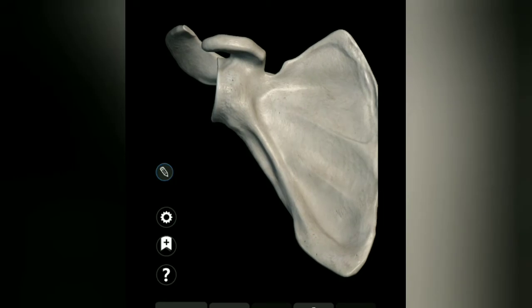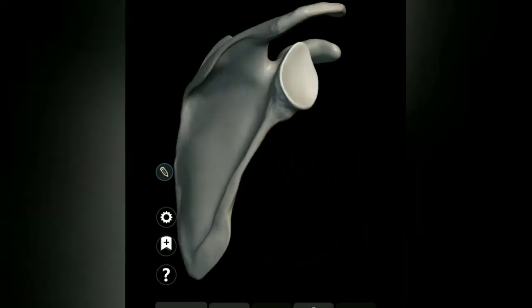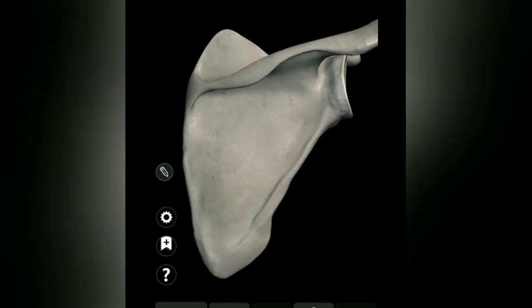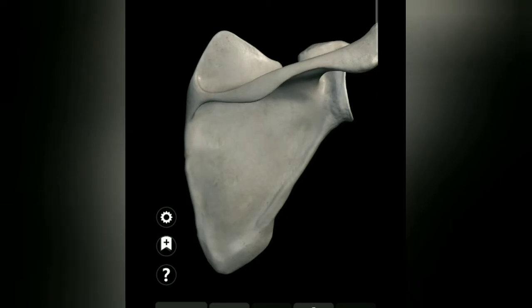Okay, so now coming to the processes of the scapula. First one is the spinous process. This one is the spinous process, which is present on the dorsal surface of the scapula. It divides the dorsal surface of the scapula into two parts, that is the supraspinatus fossa and infraspinatus fossa.